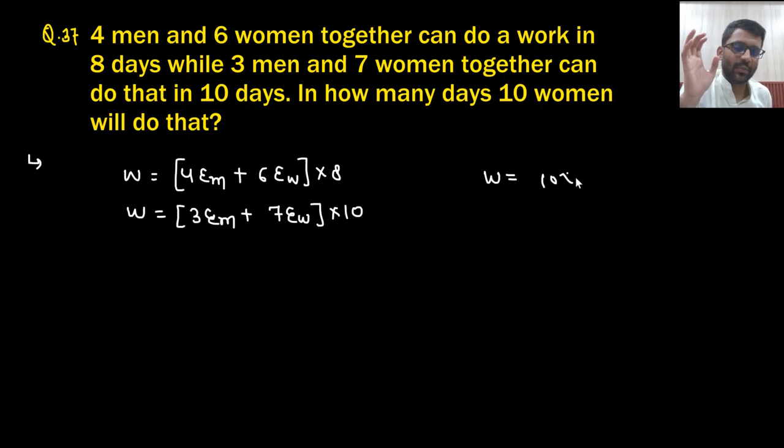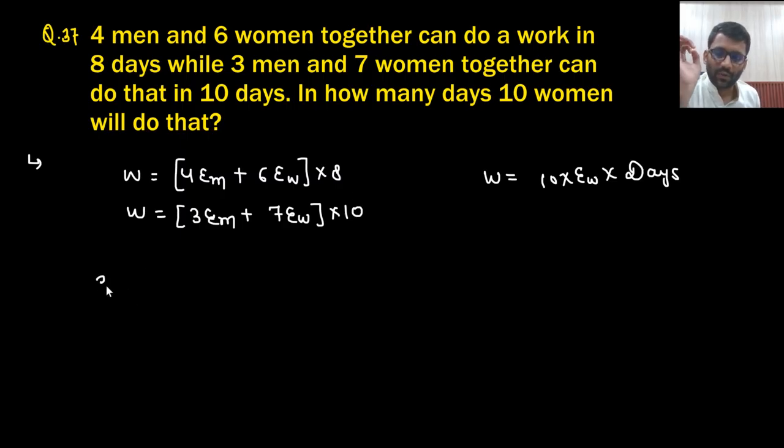So the work is the same, 10 women. So 10 efficiency of women is there. How many days will it take? This is what we need to find. First, we can find the work in terms of efficiency of women. So first we need to find the relation between efficiency of man and woman.